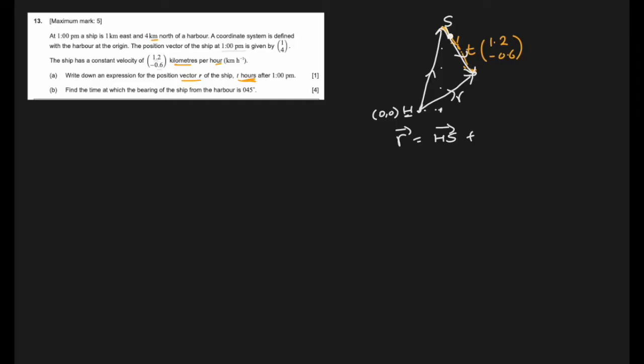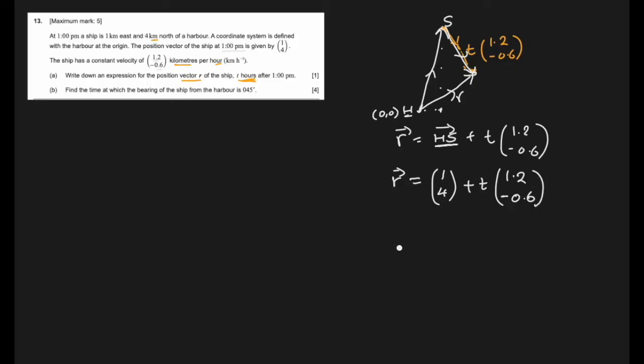So hs plus t times (1.2, -0.6); no need to name it. HS has been given to us as (1, 4). So r is equal to (1, 4) plus t times (1.2, -0.6). It comes out to be 1 plus 1.2t and 4 minus 0.6t. This is the vector in terms of t.